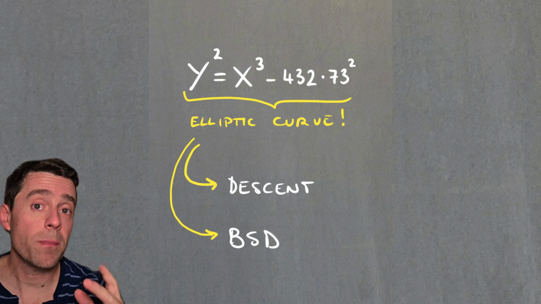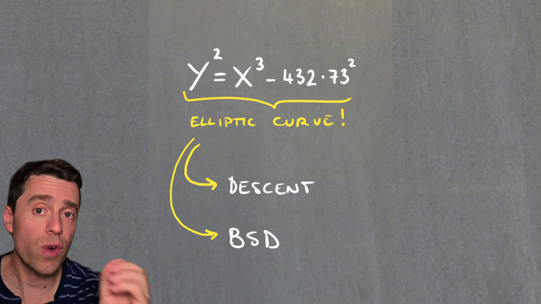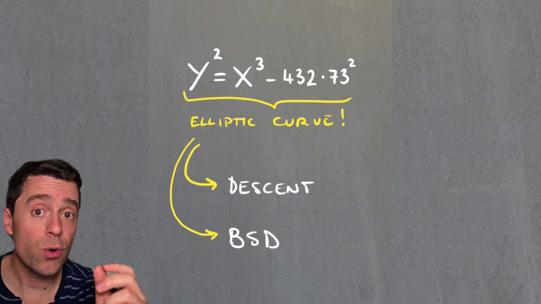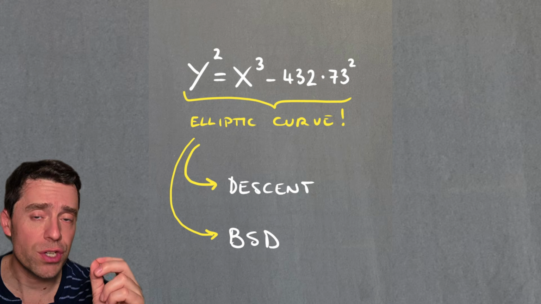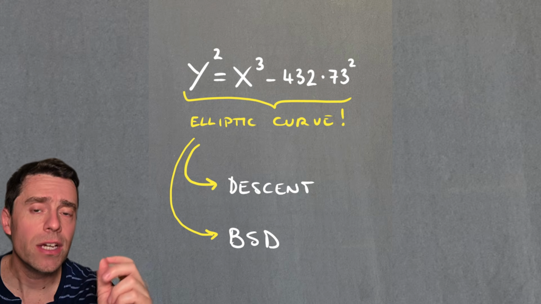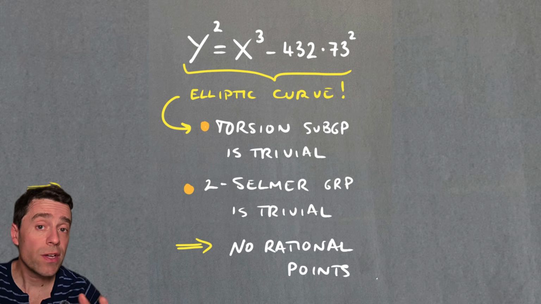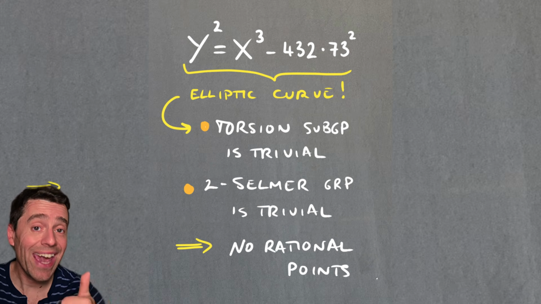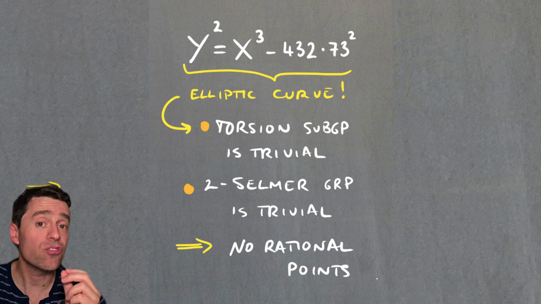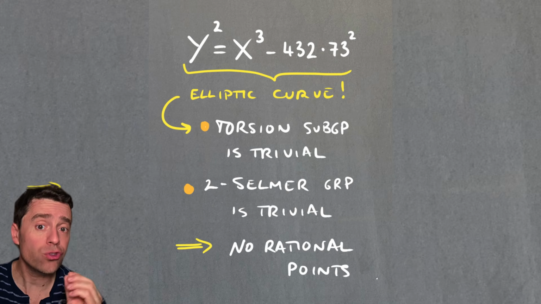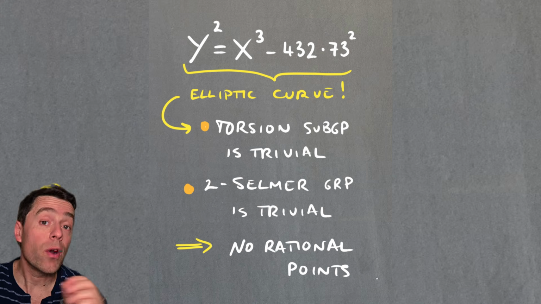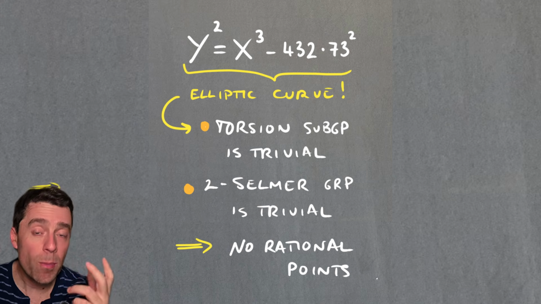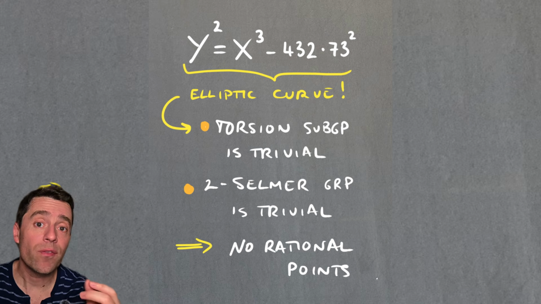And now there are two different paths we can take to prove that that equation has no rational points. We can use an algebraic approach and use the method of descent, or we can use an analytic approach and use the L function of the elliptic curve and BSD to show that there are no points. In the algebraic approach, we would first show that the torsion subgroup of this elliptic curve is trivial, and also that the 2-Selmer group of this elliptic curve is trivial, and that implies that the Mordell-Weil group of this elliptic curve is trivial, and therefore that equation has no rational points.